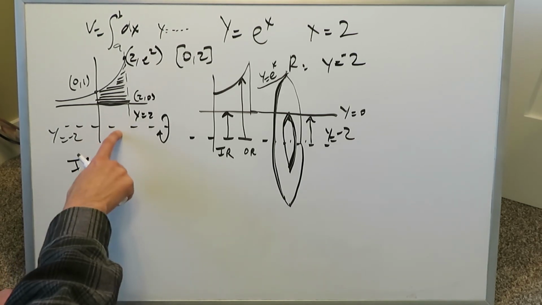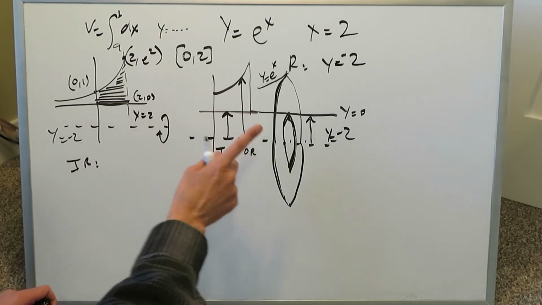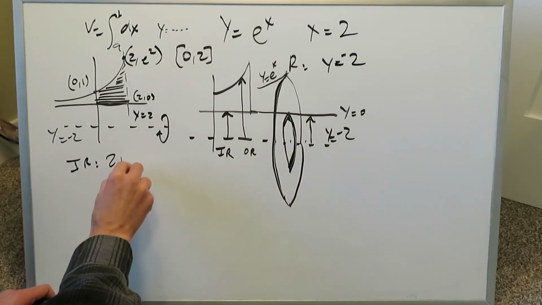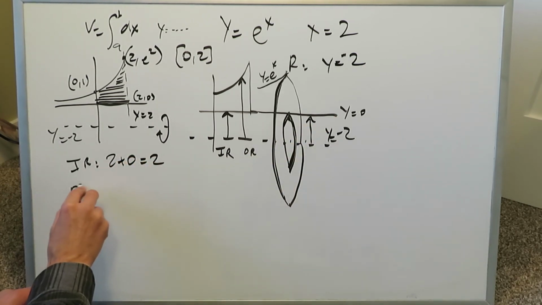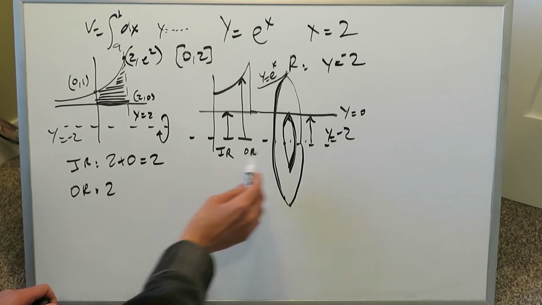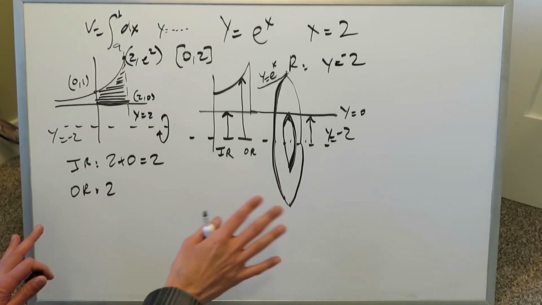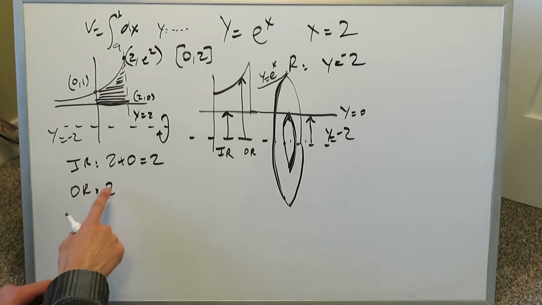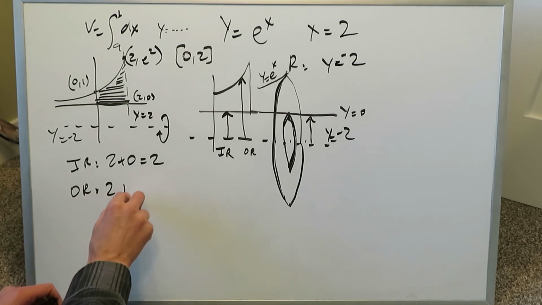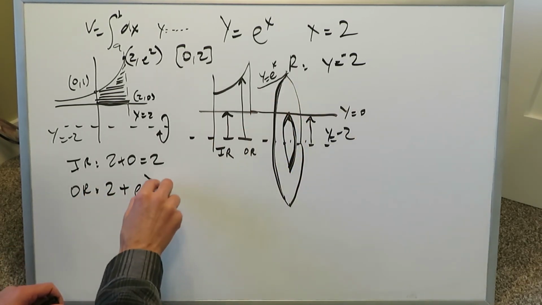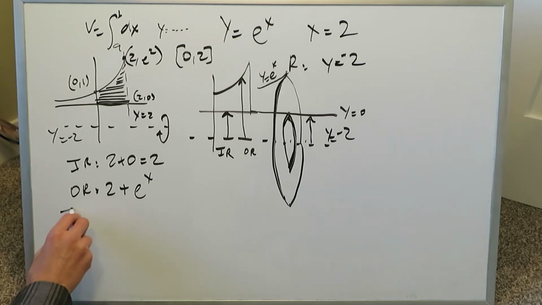Inner radius is from this line of rotation to the first curve, which is your x-axis, y equals 0. It's 2 plus 0, which is just 2. Outer radius is going to be again measured from this y equals minus 2. Remember, length is not minus, it has to be positive. That minus 2 is really a 2, plus this top curve, e to the x. There it is.